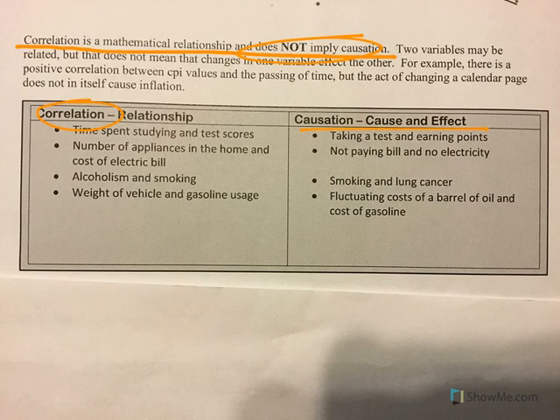Now the causation, the cause and effect: you take the test, you earn points. That's a cause and effect type of thing. If you don't pay your bill, you will not have electricity. Cause and effect. If you smoke, your potential for lung cancer, cause and effect. Cost of a barrel of oil and gasoline, cause and effect. As oil prices go up, gasoline prices go up. So you can see the difference between correlation and causation. Very, very huge. But correlation is simply a mathematical relationship and does not imply causation.